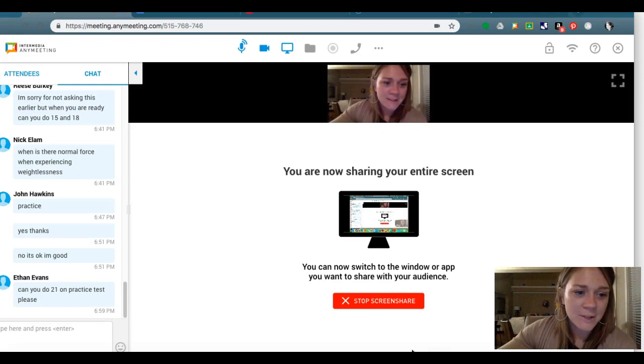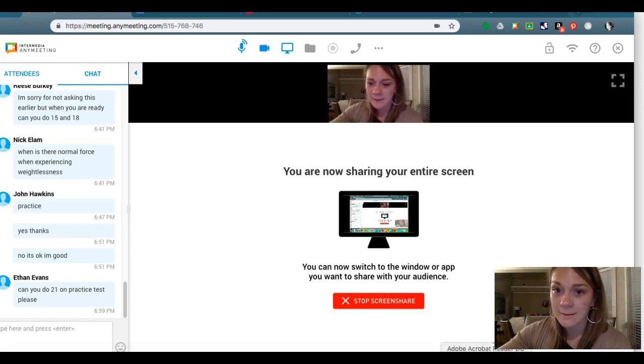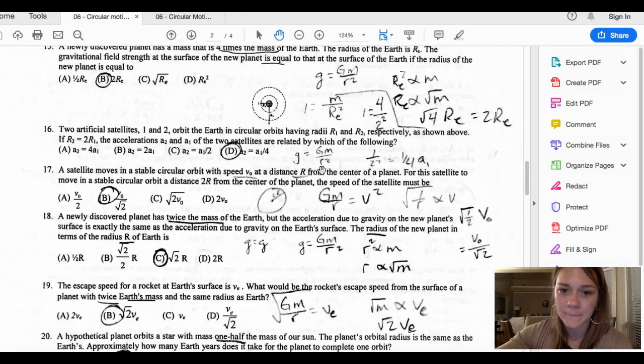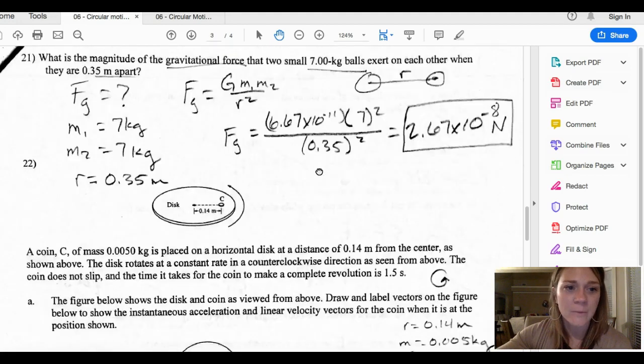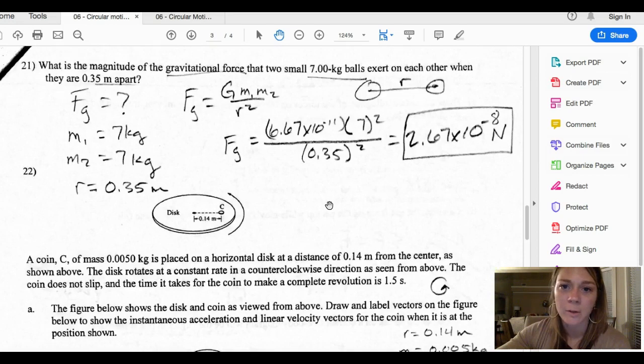All right, Ethan says, can you do 21 on the practice test? Let's look at it. Okay, 21 on the practice test. What is the magnitude of the gravitational force that 2 small 7-kilogram balls exert on each other when they are 0.35 meters apart? So this is taking 2 small objects on Earth and asking what the gravitational force is between them. You're really just kind of holding them about this far apart. They both weigh 7 kilograms. And we want to know what the force is between them, the gravitational force between these 2 objects. Not between them and Earth, but between each other.